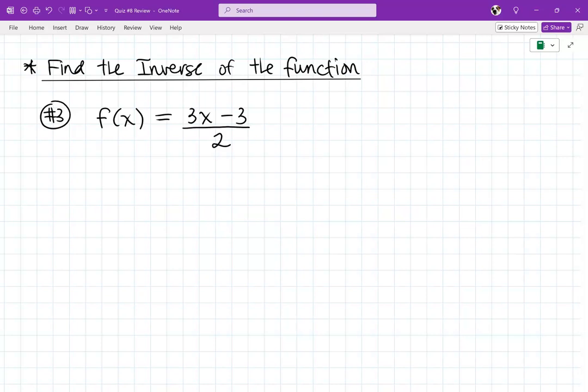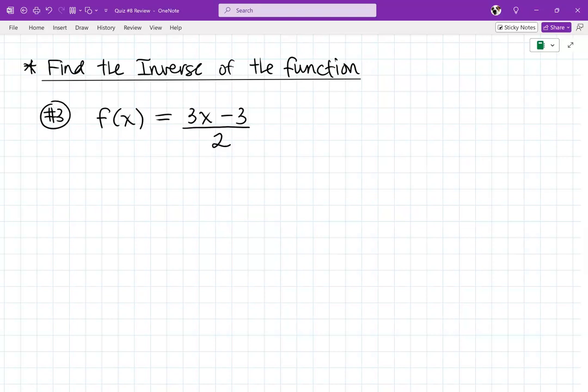Now remember, to find the inverse, it takes a couple of steps, right? Step number one was you're supposed to change f of x to y. Step number two, you're supposed to change y to x and x to y. Step number three is you solve for the new y value. And then step number four is that you change whatever your y value is to the inverse function.